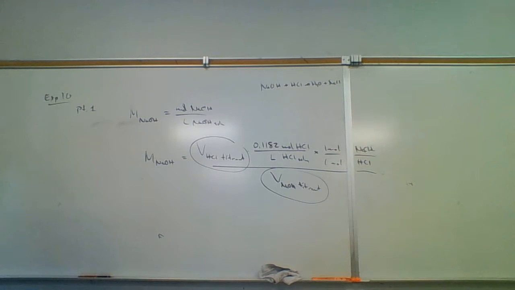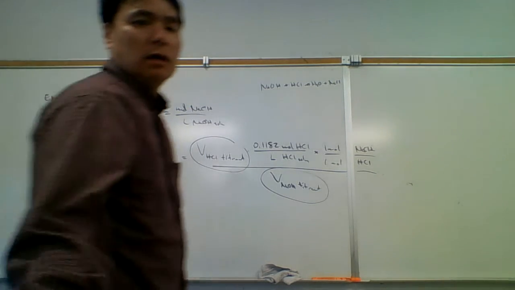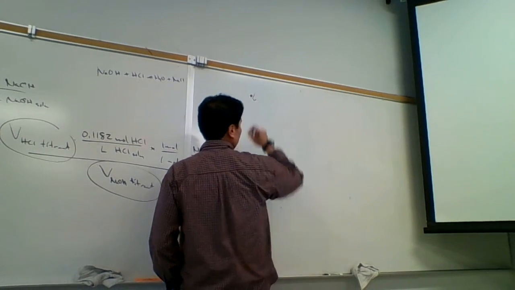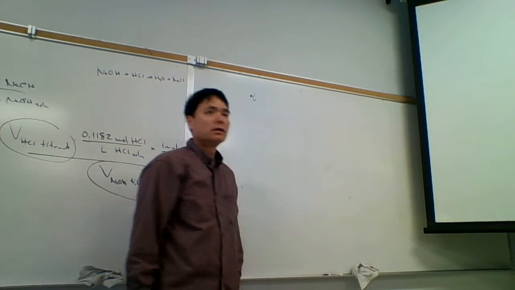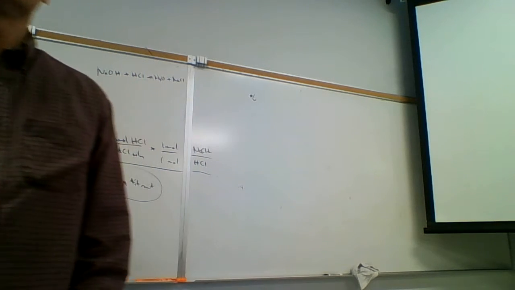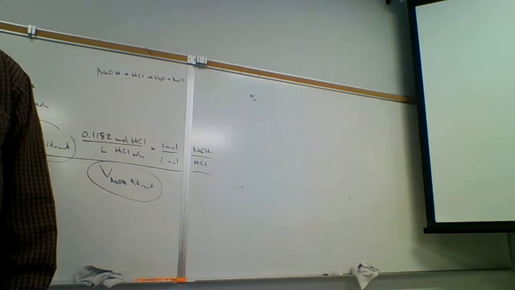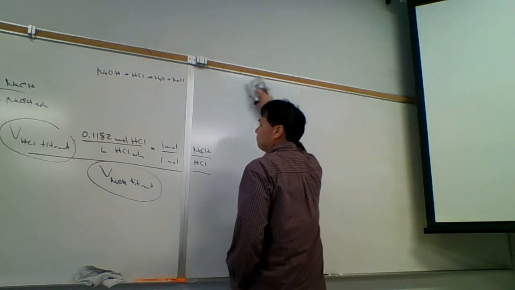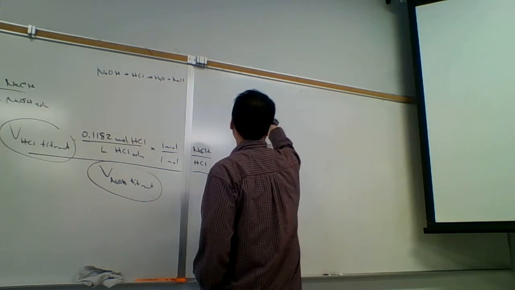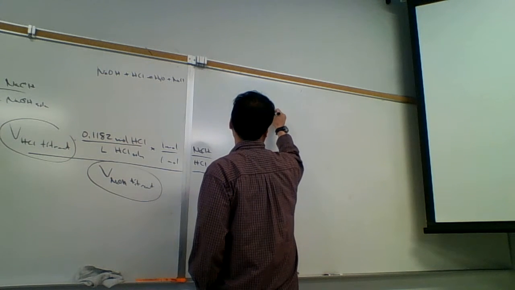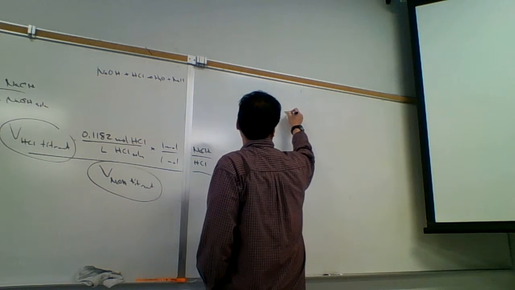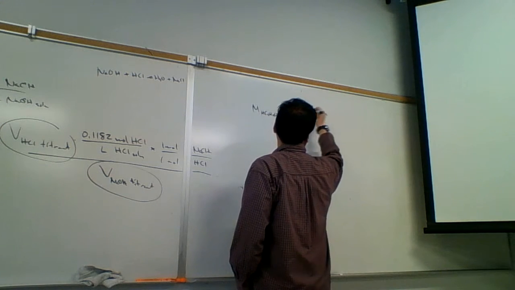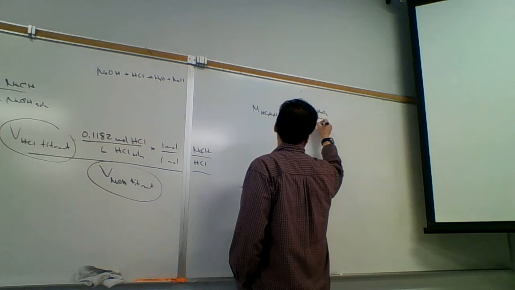For part 2, they want something different. What do they want? Do they want the molarity of the HCl? Or not HCl, acetic acid? Yes, molarity of the acetic acid. Okay, so it's the same deal. The molarity of the acetic acid is equal to the moles of acetic acid divided by the liters of acetic acid solution.